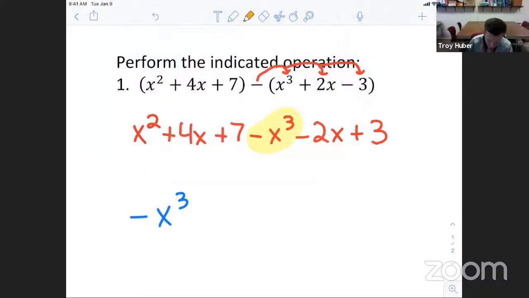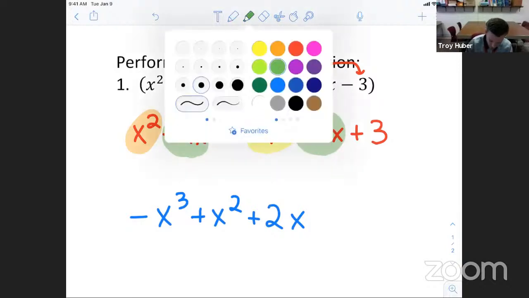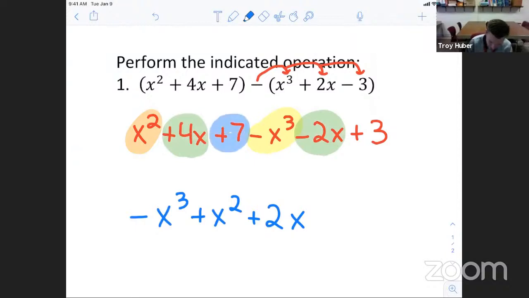Next I'll look for any x squared. No other x squared, so I'm just going to write plus x squared. Then we'll look for any x's. I have a positive 4x here and a negative 2x here. So that would be a positive 2x. And last but not least, our constants. We have a positive 7 and a positive 3, which would add together to 10.